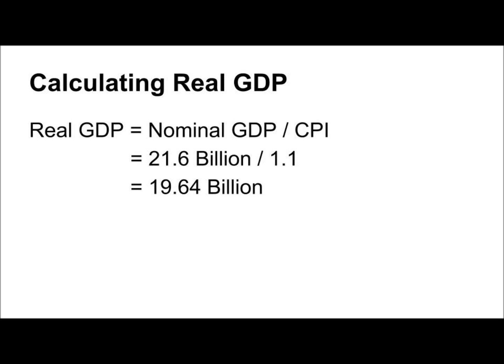This can be applied to find the real GDP in a given year. Real GDP is just the GDP adjusted for inflation. So to do that, we'll take the nominal GDP, which I've set to be 21.6 billion, and divide it by the CPI we found to be 1.1%. This comes to be a real GDP of 19.64 billion.